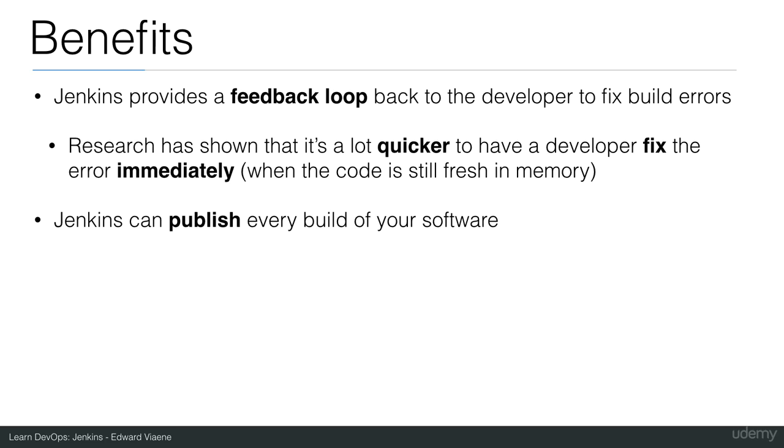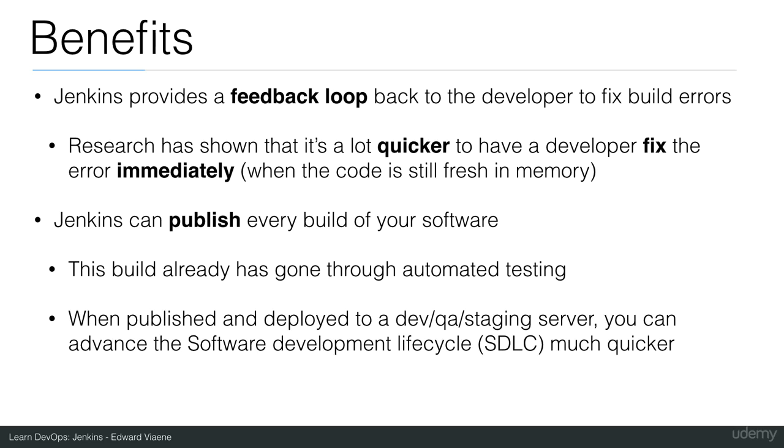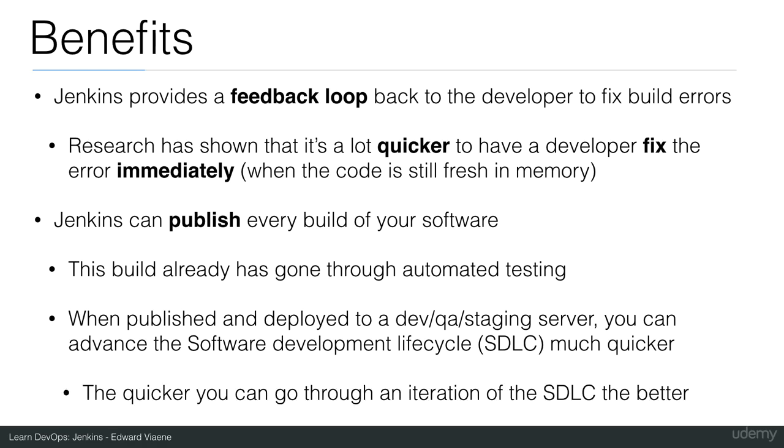Jenkins can publish every build of your software. Every time someone commits a change, Jenkins can build and publish this piece of software. This build already has gone through automated testing. You can configure this in Jenkins, that Jenkins will test whether the code is good, whether the features the developer implemented actually work. And then when published and deployed to a development, a QA or a staging server, you can advance the Software Development Lifecycle, the SDLC, much quicker. The quicker you can go through an iteration of this SDLC, the better.